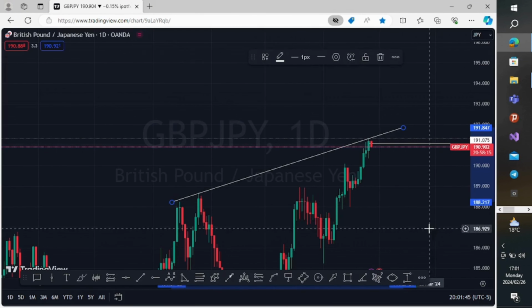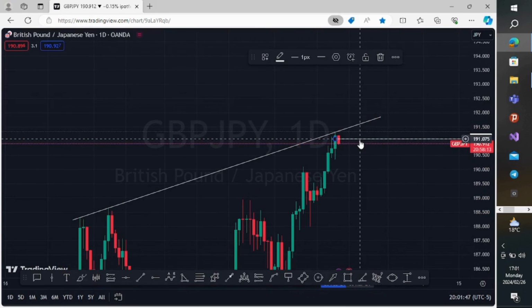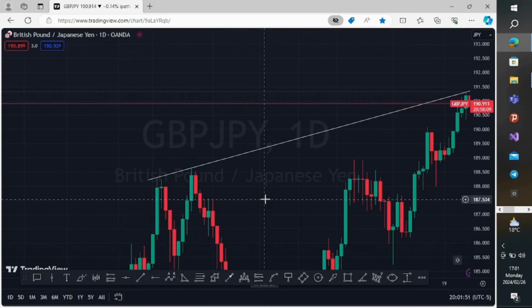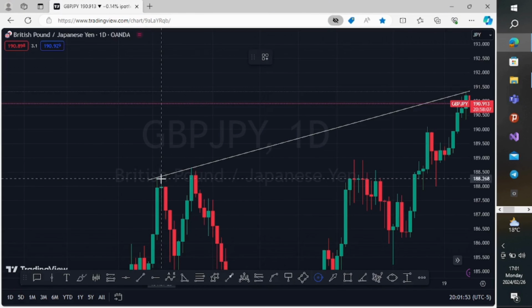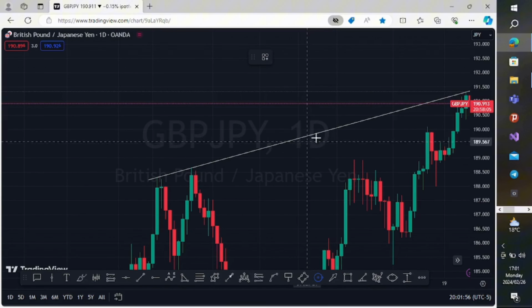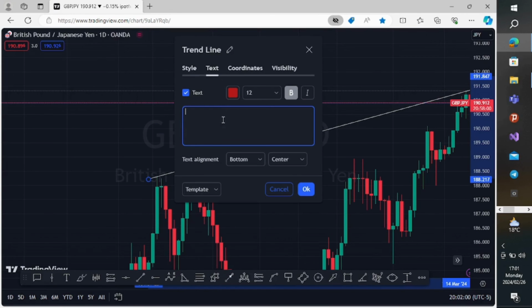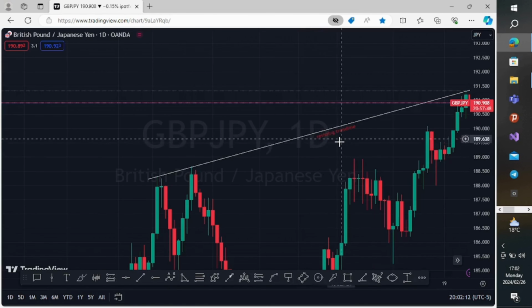I wanted to look for at least two points where I can use two highs to highlight my resisting trend line, which is this. This is my resisting trend line. My English can be somehow, but this is my resisting trend line.